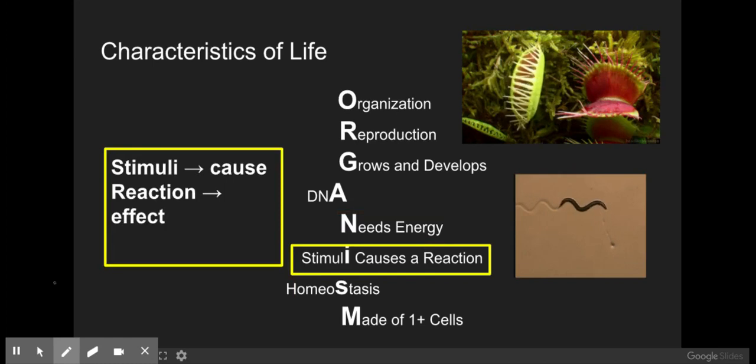Stimuli is causing a reaction. So a stimuli you can think of as like the cause, and the reaction you can think of as like the effect. So if you look up at the Venus flytrap plants up here, the stimuli here is the fly touching the flytrap, and the reaction is the flytrap closing. The little worm here is reacting to touch. When it gets touched by the experimenter, the little worm reacts and moves away.